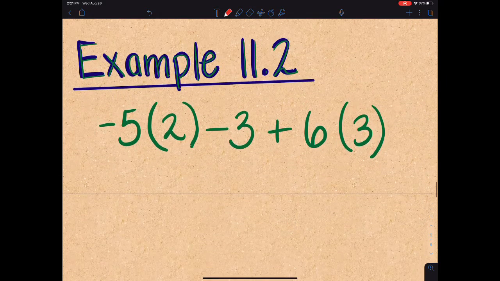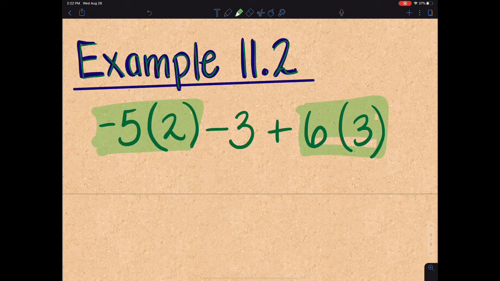All right, what about 11.2? I'm going to look for the multiplication and do those first. So here's 1, and then here's 1. If there were any divisions in here, I would highlight those too.